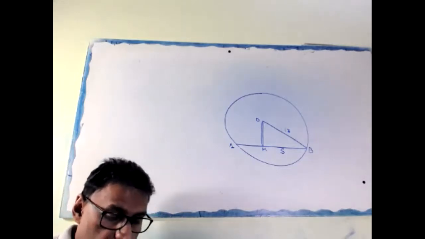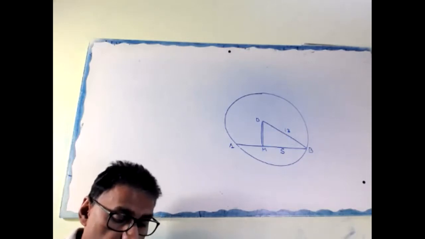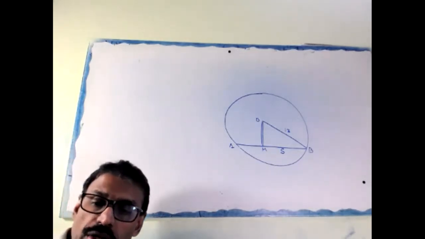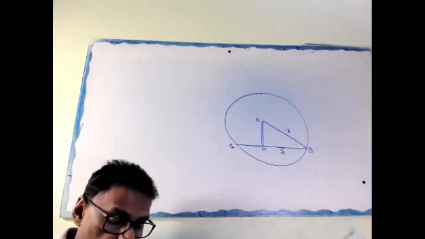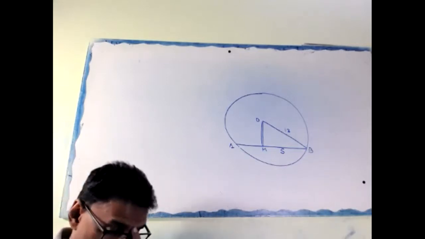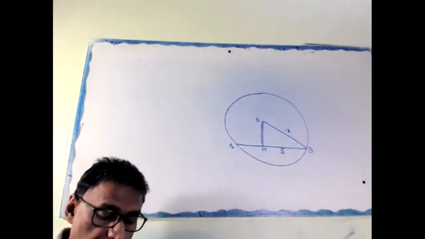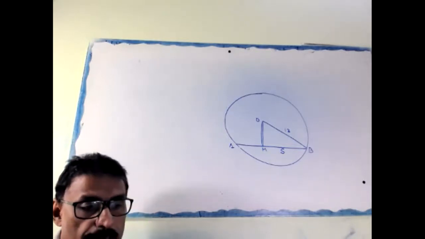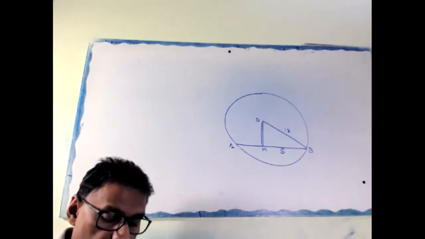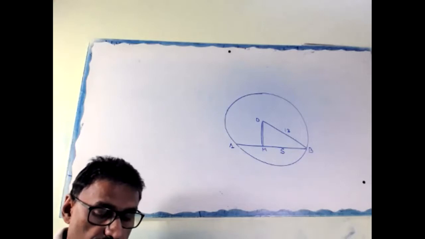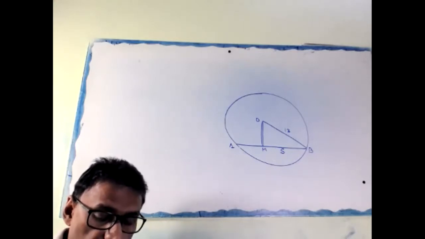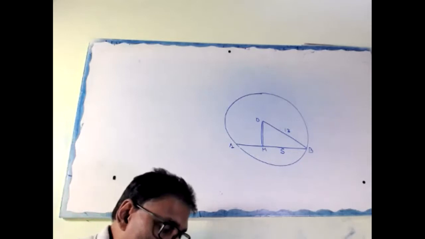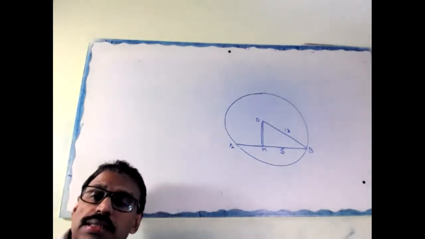Okay, next one. Find the length of a chord which is at a distance of 5 centimeter from the center of a circle of radius 13 centimeter.